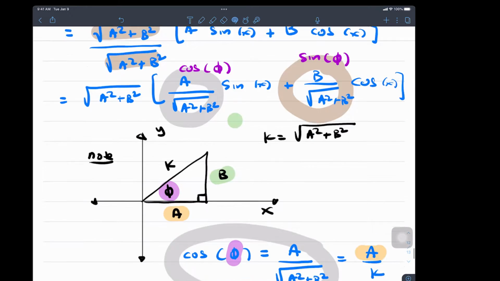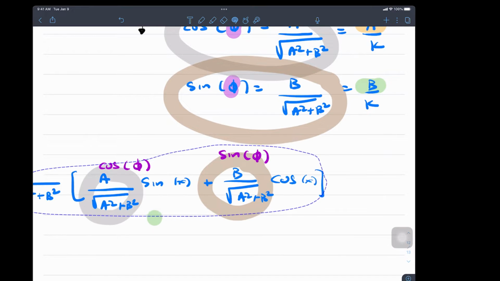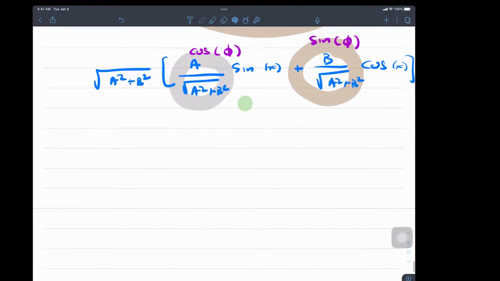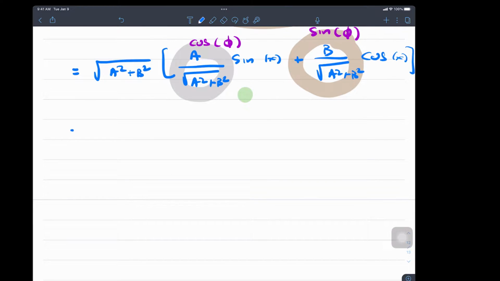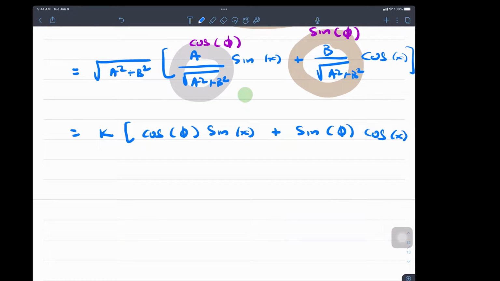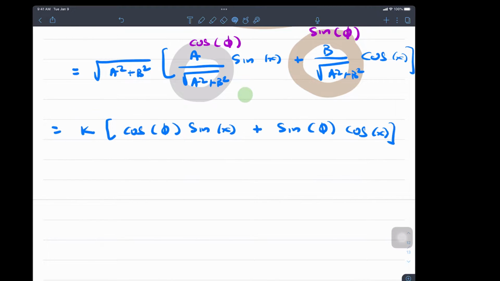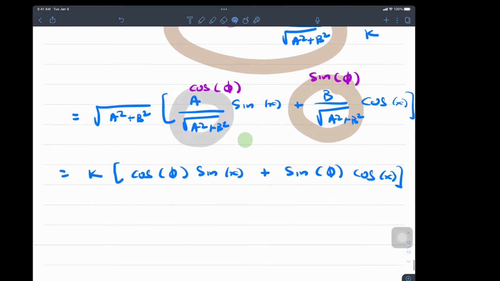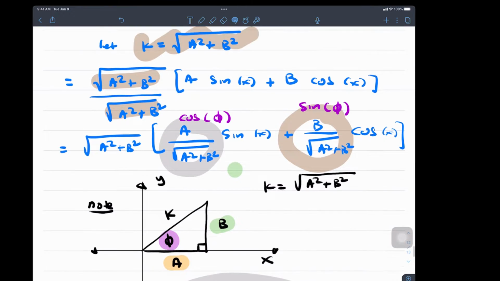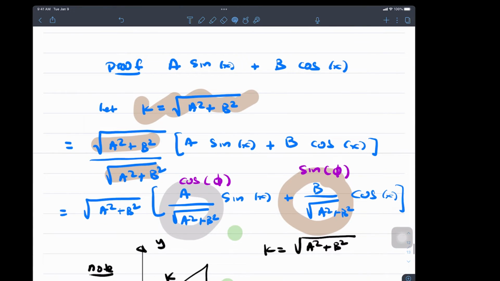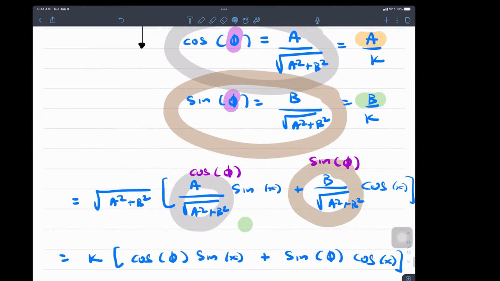So far, here's what this equals. Okay, so far, this equals what? K cosine phi sine x plus sine phi cosine x. Okay, you guys okay with that? You said that A sine x plus B cosine x, this is what this equals?